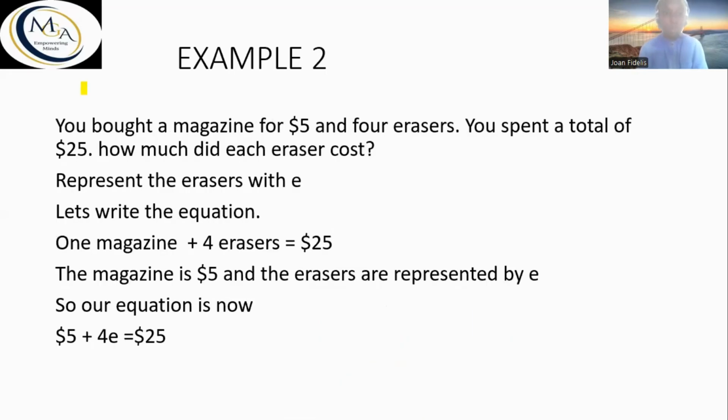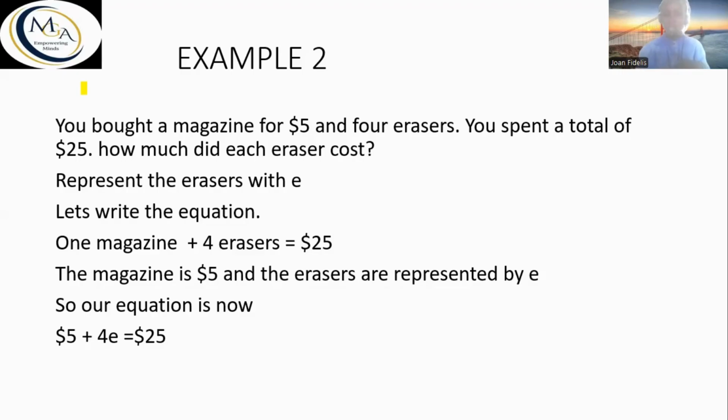Example 2: you bought a magazine for $5 and 4 erasers. You spent a total of $25. How much did each eraser cost? Whenever you're solving word problems on two-step equations, you need to always represent your unknown with any letter you like. So here we're going to be representing the erasers with E. So let's write our equation. One magazine plus 4 erasers is $25. The magazine is $5 and the erasers are represented by E. So our equation is now $5 plus 4E is equal to $25.